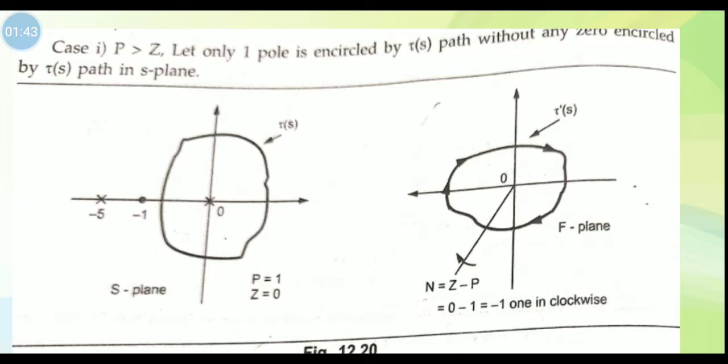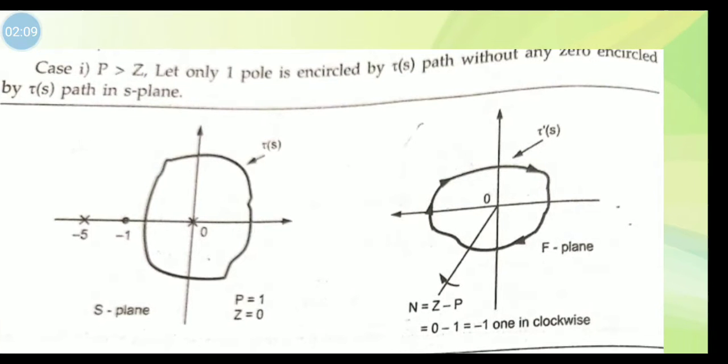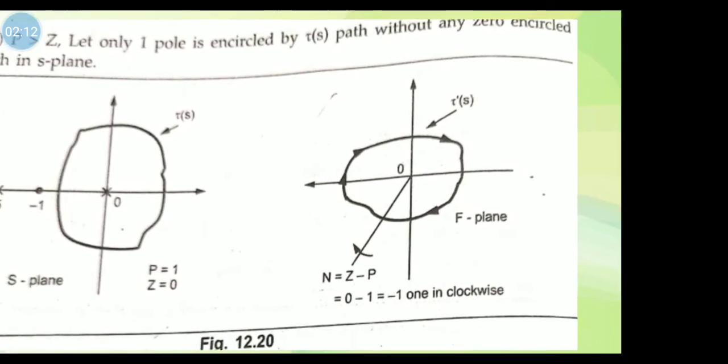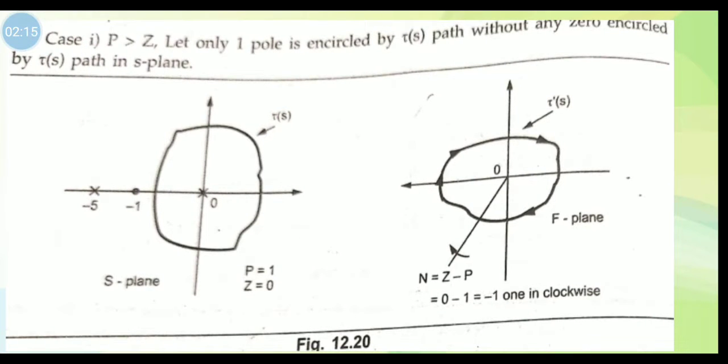Okay, is it clear? Then the shape of Γ'(s) is not important, but that it encircles the origin Z minus P times is important and is the essence of the mapping theorem. So when we map this onto F plane, the shape of Γ'(s) is not important, but it encircles the origin for Z minus P times. So it encircles this origin into F plane.